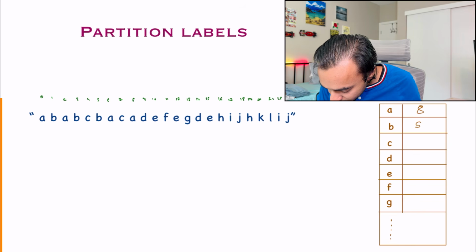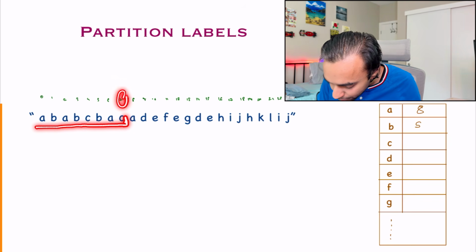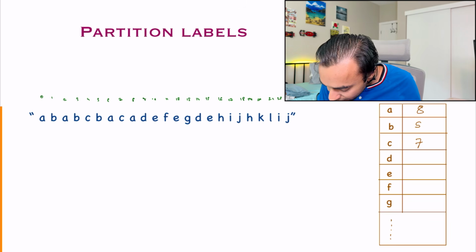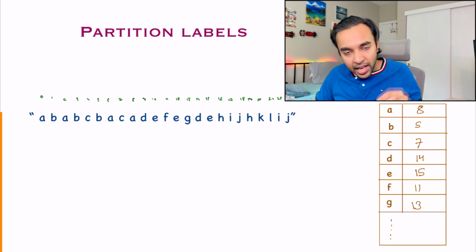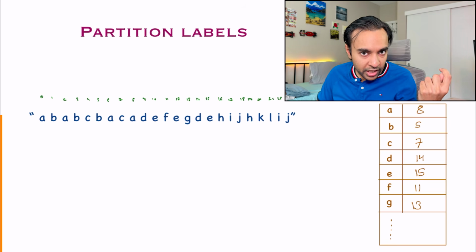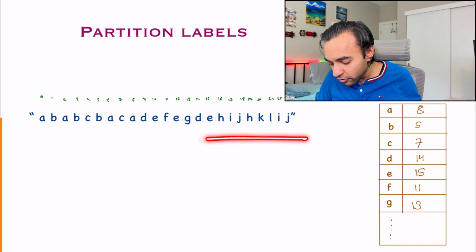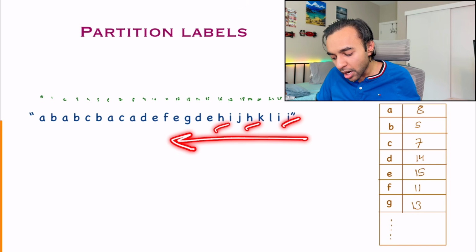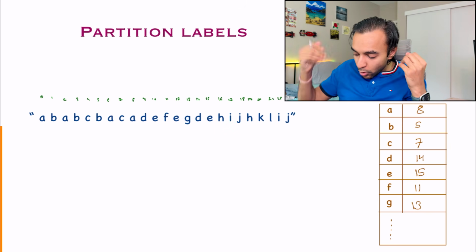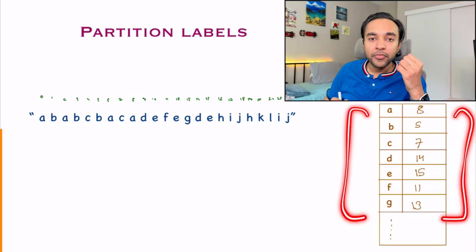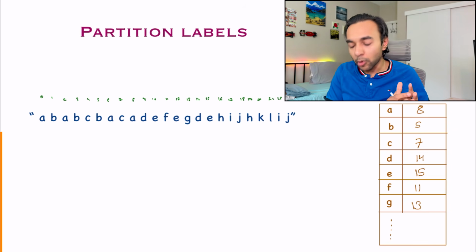Now go ahead, check for character C. The last occurrence of character C is at the number 7. Similarly, you keep doing it for each of the characters that are available. And notice, you can just do it in one iteration. You can start going from the back and then keep on updating the last occurrence of each of the characters, right? So once you have built this entire map, how can you go about solving this problem?